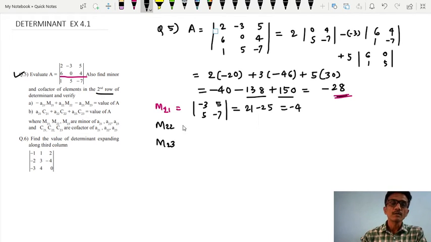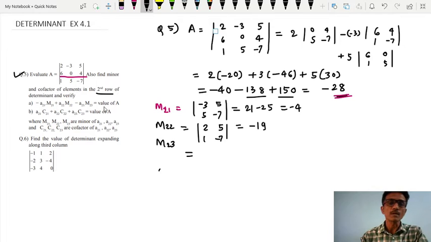Yes. Then M22. M22 is the minor of this element, 0. If we delete the elements of the second row and second column, the remaining elements are 2, 5, 1, minus 7. So we'll expand this. Minus 14 minus 5 is minus 19.